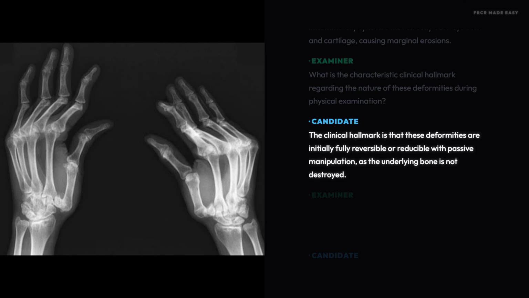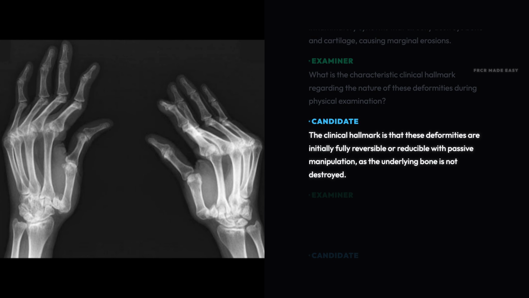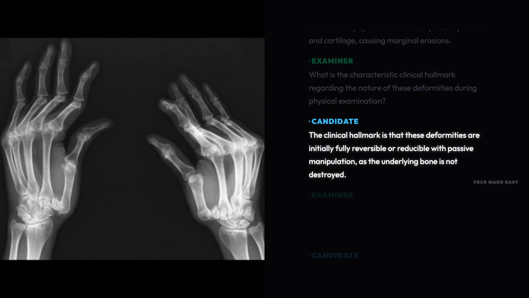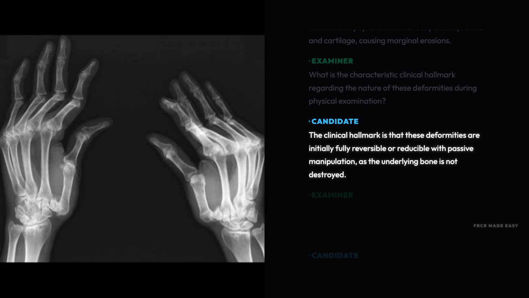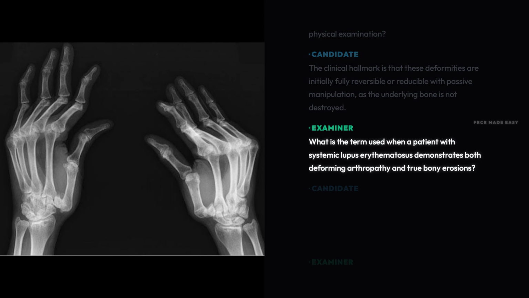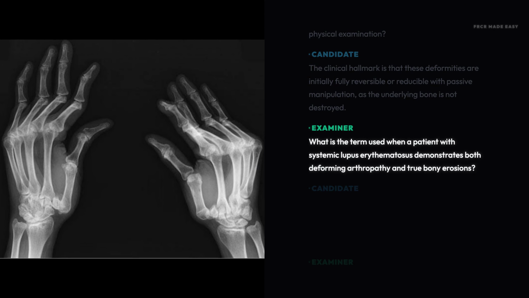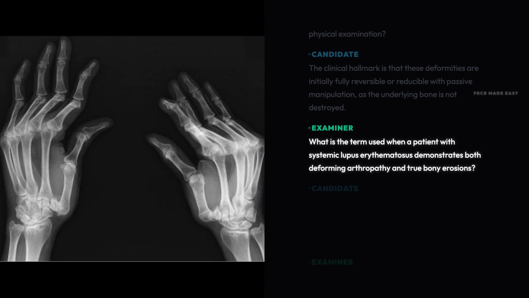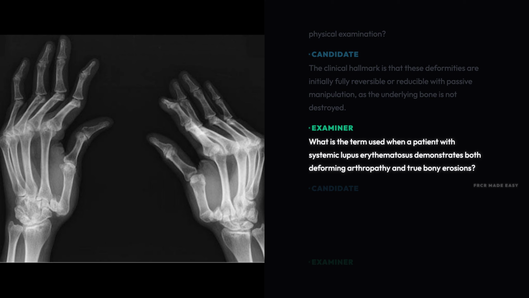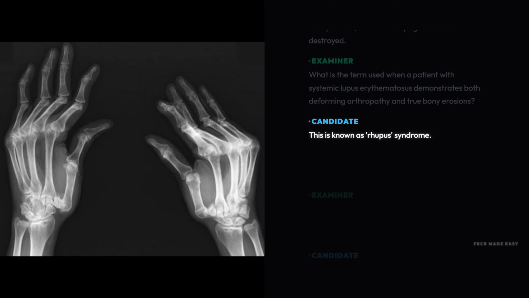The clinical hallmark is that these deformities are initially fully reversible or reducible with passive manipulation, as the underlying bone is not destroyed. What is the term used when a patient with systemic lupus erythematosus demonstrates both deforming arthropathy and true bony erosions? This is known as Rupus syndrome.